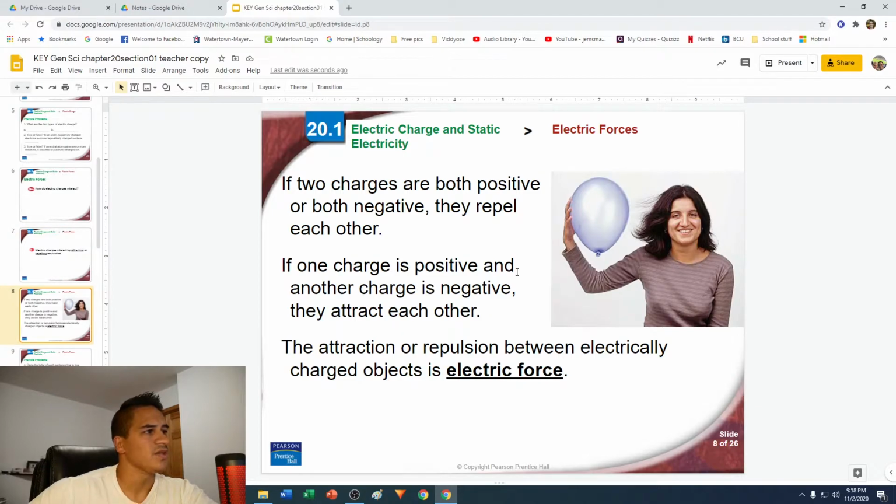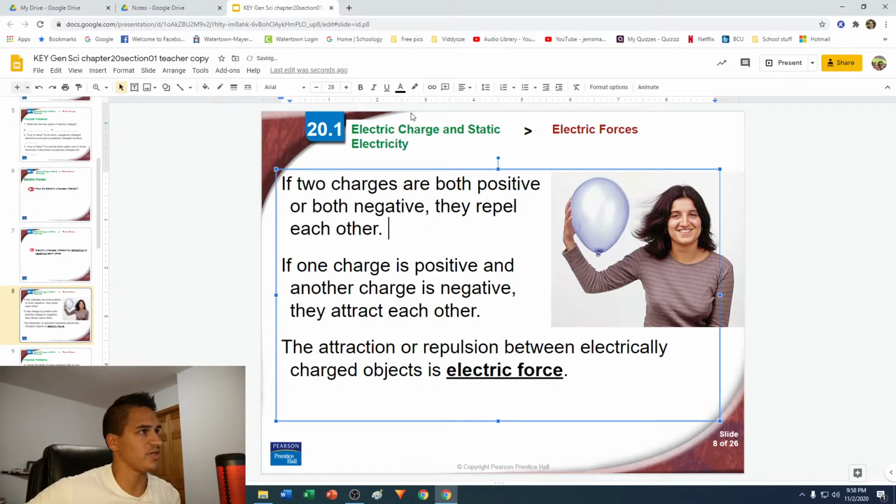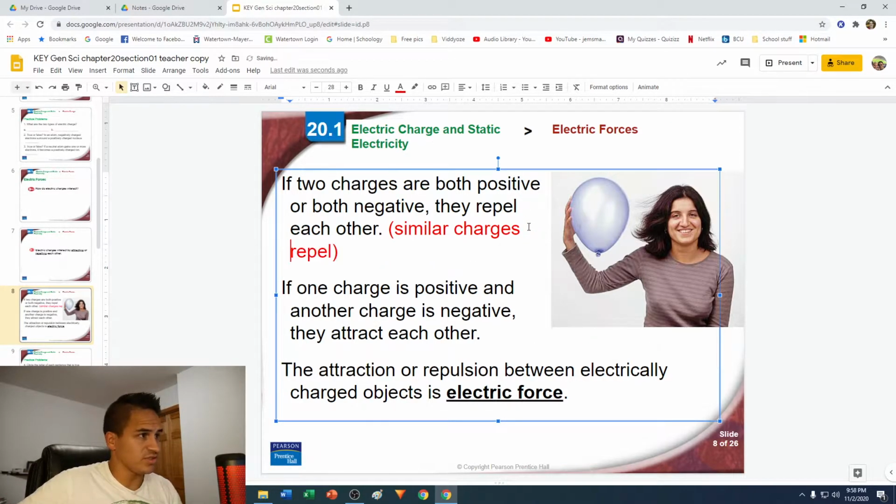If you have two charges that are both positive or both negative, they will repel each other. So similar charges will repel each other, and this is a pretty important concept to remember. Similar charges repel. However, if we have opposite charges, so one charge is positive and the other charge is negative, they're going to attract each other. So similar charges repel and opposites attract.